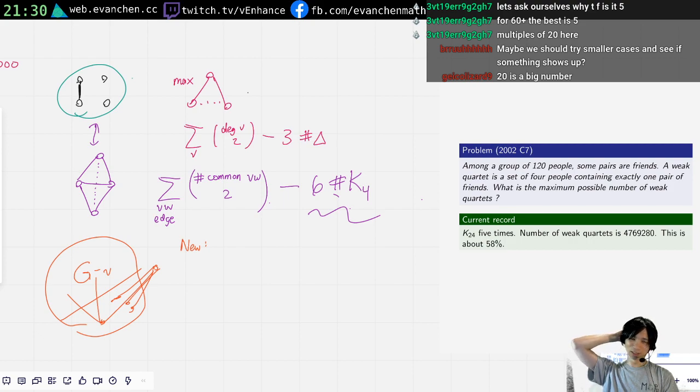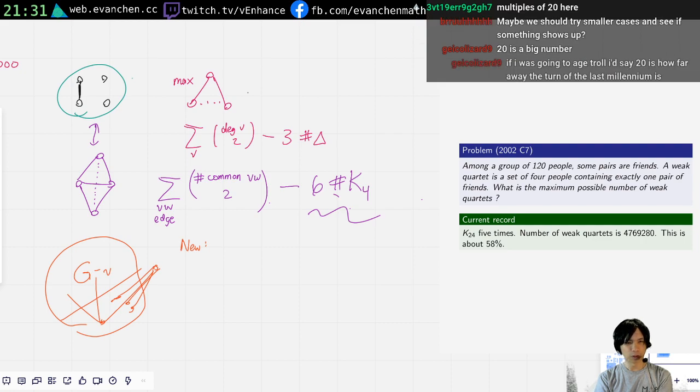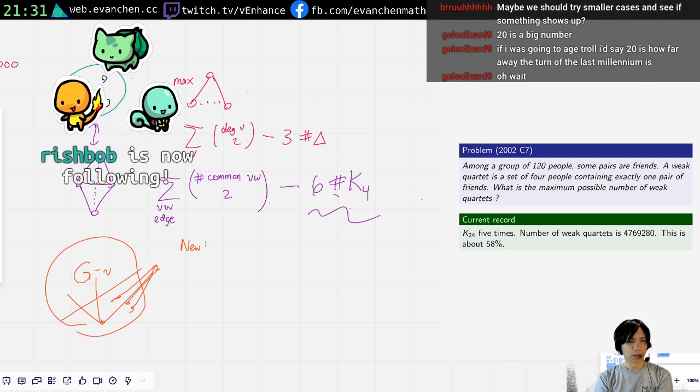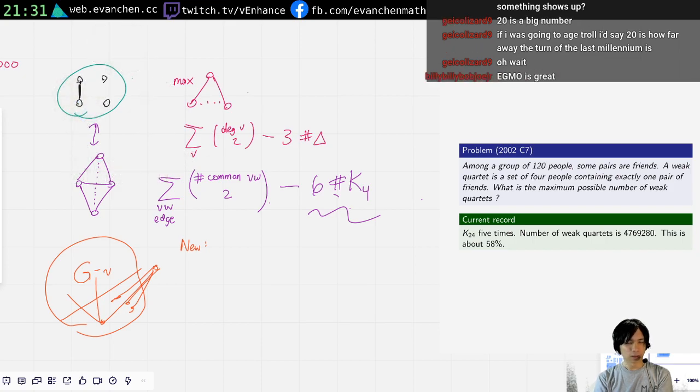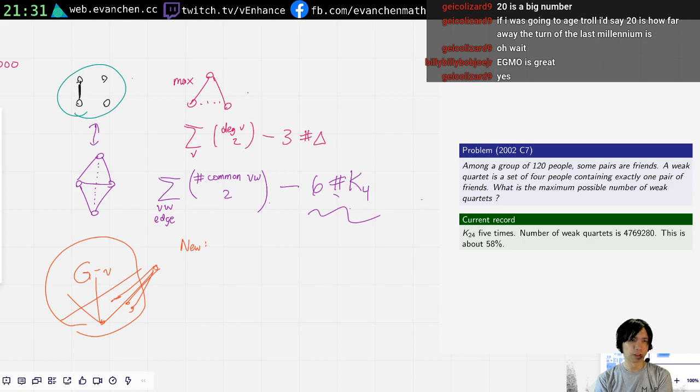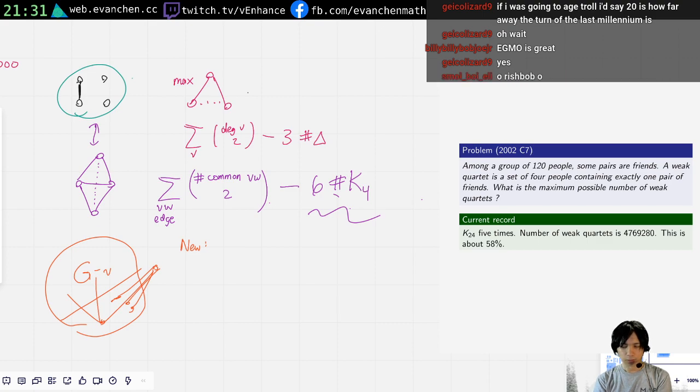I think small n is not helpful. If you want to go to small cases, you work it out for weak triangles first, which I kind of wrote down the same expression for, like this sum of degree minus 3 times the number of triangles. I don't actually know how you do that either, to be honest. If I want to do small cases, that's the one I would go after. Thanks, Fish Bob, for the follow. When I look at this problem, I see no reason why 4 should be that special. Why not 3?